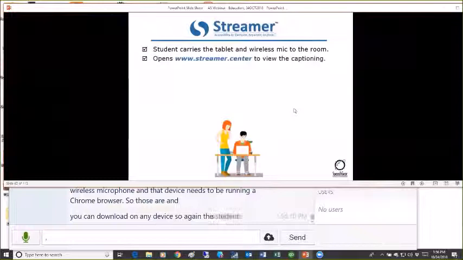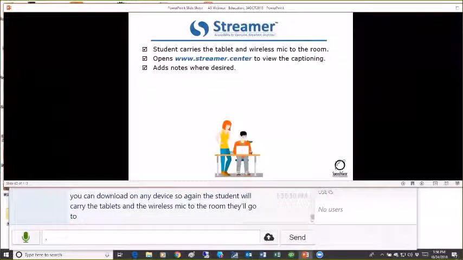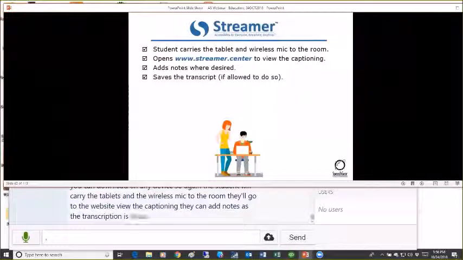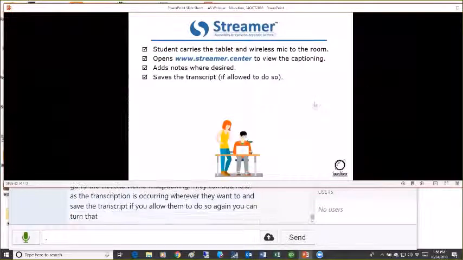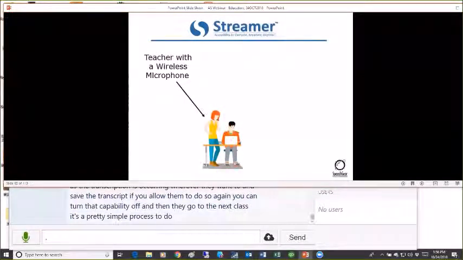So again, the student will carry the tablets and the wireless mic to the room. They'll go to the website, view the captioning. They can add notes as the transcription is occurring wherever they want to, and save the transcript if you allow them to do so. Again, you can turn that capability off. And then they go to the next class. It's a pretty simple process to do.